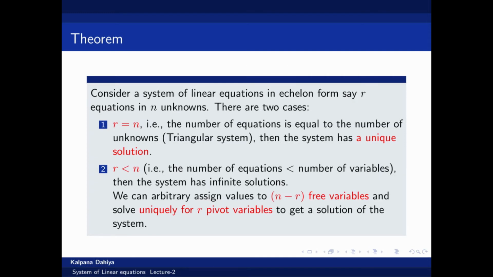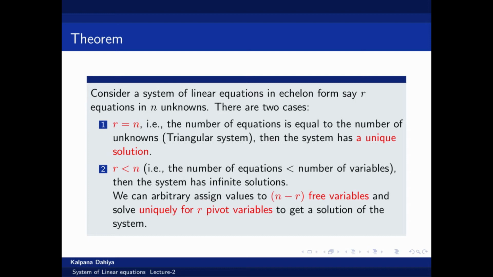This is a very important theorem about the solution of a system of equations when the system is represented in echelon form. Consider a system of linear equations in echelon form, say R equations in n unknowns. Then there are 2 cases. If R is equal to n, that is, the number of equations is equal to the number of unknowns, then the system has a unique solution. And in this case, the system is going to be a triangular system. Second, the number of equations is less than the number of variables, that is, R is less than n. In that case, the system has infinite solutions.